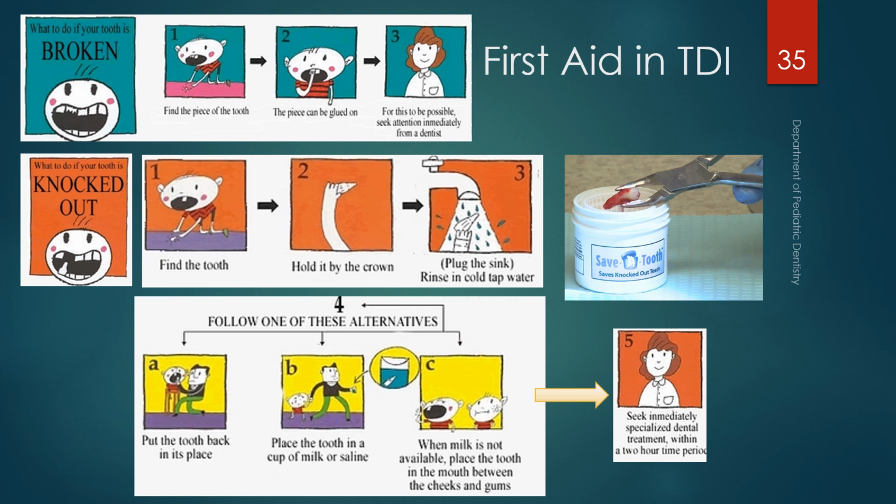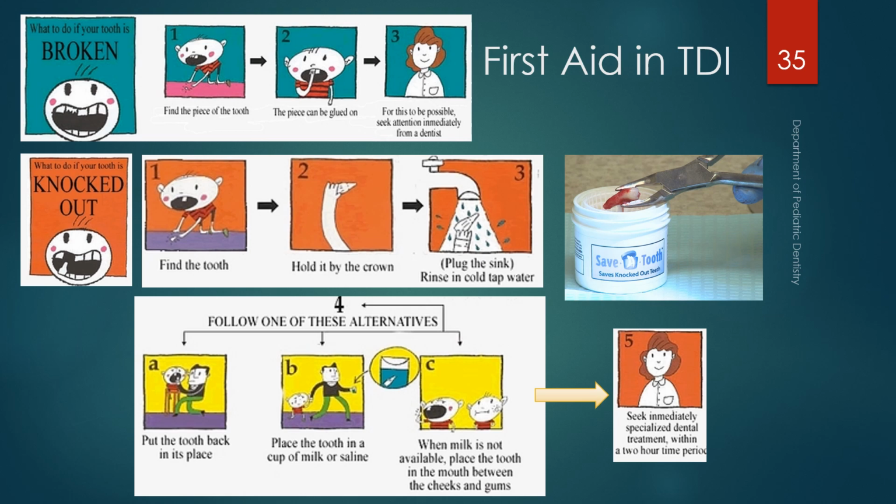So make sure the sink is plugged, hold the tooth by the crown, and wash it under running water so that any dirt on the tooth is washed away. Then you need to put the tooth back into its socket, close the mouth, bite on a handkerchief, and bring the child to the dentist. Sometimes the child is too young and cannot hold the tooth in the socket. Then you put the tooth in a cup of milk or saline, but milk is always better. The prognosis is very poor with saline, but if you have nothing, at least keep the tooth moist, so use the saline.